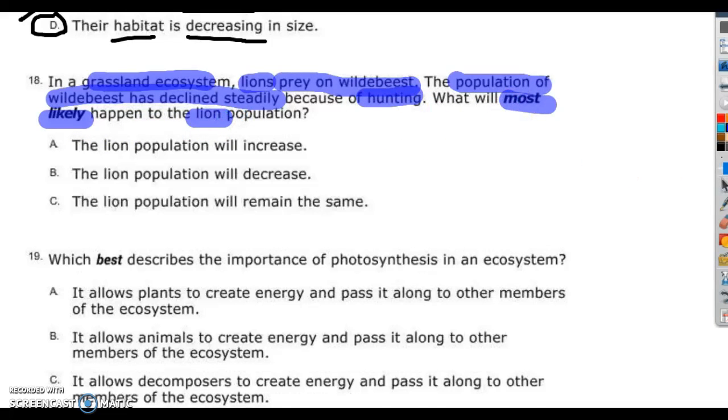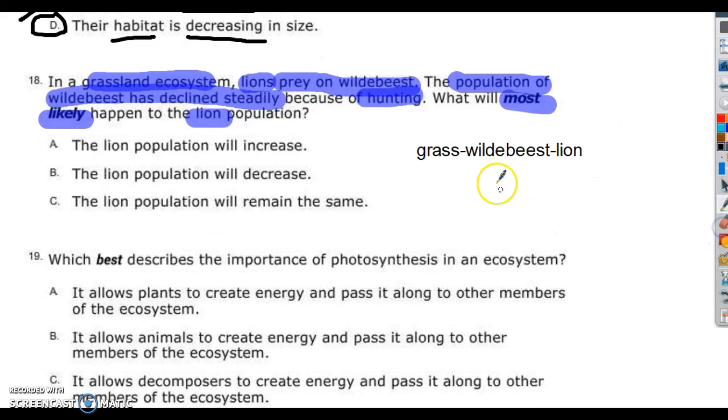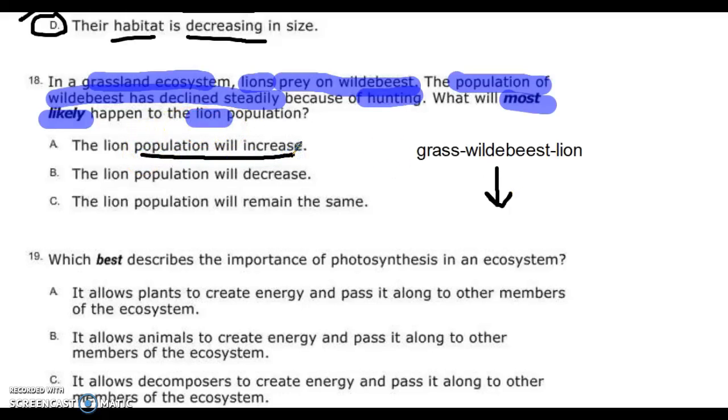So, I want to take a really quick look. We've got grass, wildebeest, and lion. Now, if I look at this and I'm telling you that the population of wildebeests is going down, the lion's food source is going down because people are hunting the wildebeest at a great rate. Would the lions increase in numbers?